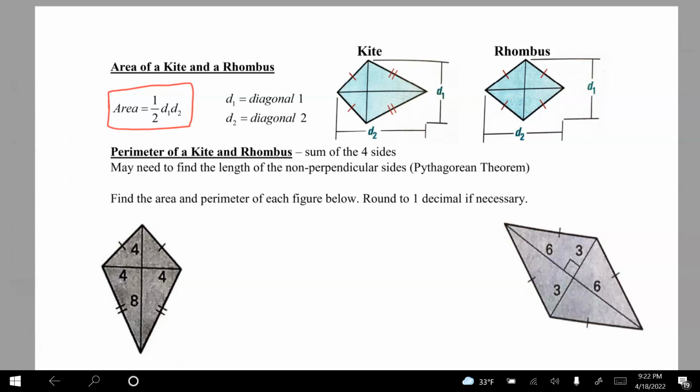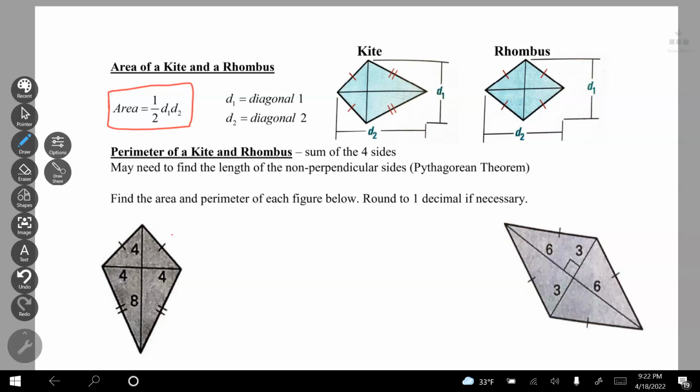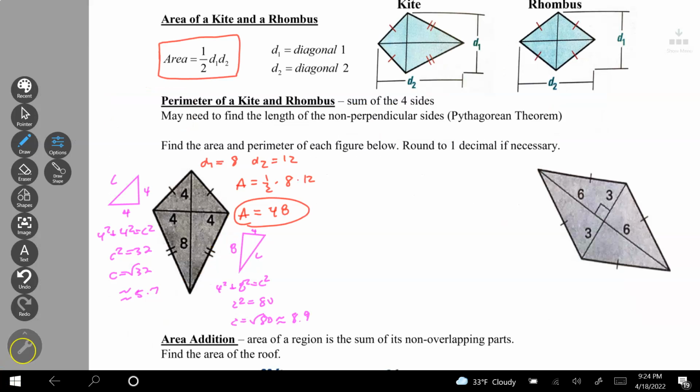So over here, on this first kite, I know my first diagonal, left to right, is 8. My second diagonal, up and down, is equal to 12. So my area is 1/2 times 8 times 12. So my area is equal to 48. Now I have to figure out the perimeter. I'm going to do the same thing I did before by drawing little triangles and using my Pythagorean theorem.